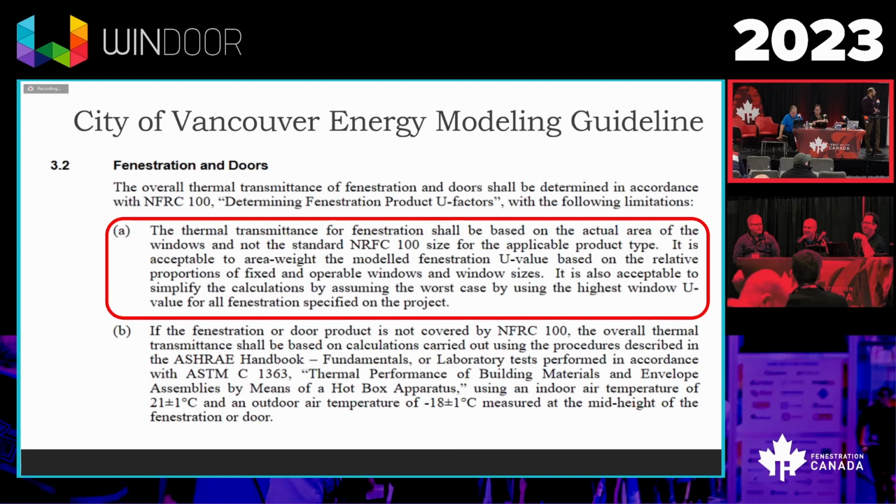But the way this was interpreted, as well as this, is that it's acceptable to simplify the catch-up by assuming the worst case by using the highest window U value for all fenestration specified on the project. Essentially, it's decided, hey, we're either going to take your worst window, and we're going to pick which one it is, because we're not going to use this NFRC size anymore. So see that tiny casement window there? That's now what you're getting for the entire project.